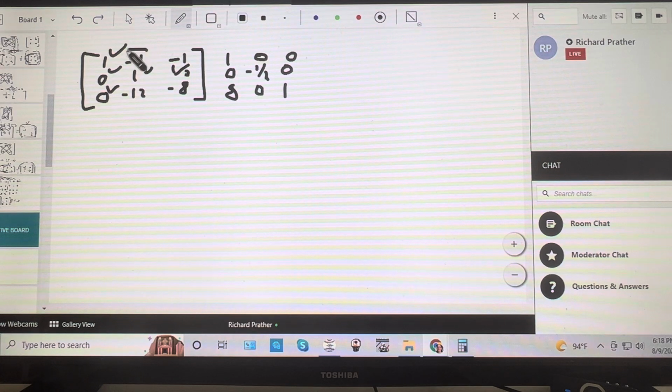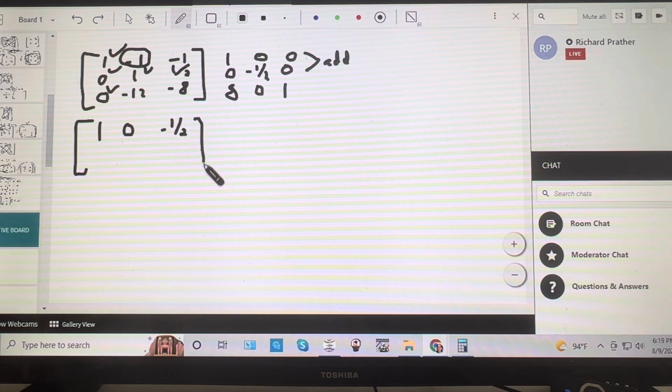Next, I want this -1 here to be a 0. And it's already the opposite of +1, so I don't need to multiply the 1 by anything. It's already opposites. Add these two together, and that'll be your new top row. So the new top row is 1 plus 0 is 1. -1 plus 1 is 0. -1 plus 1/2. See, that's where it gets a little harder, but that's -1/2. 1 plus 0 is 1. 0 plus -1/2 is -1/2. And 0 plus 0 is 0. Rewrite the other two rows.